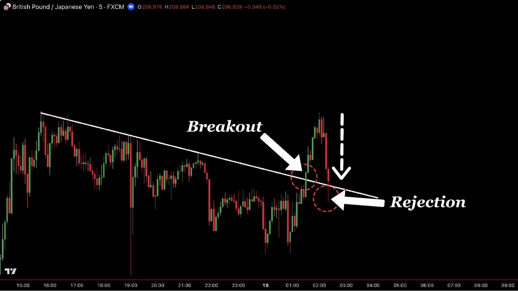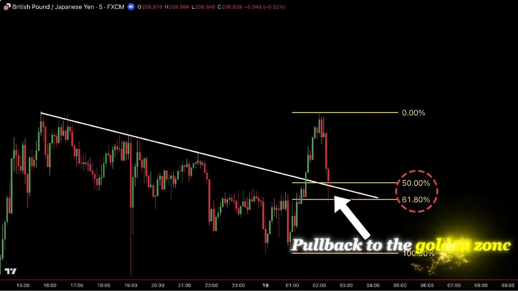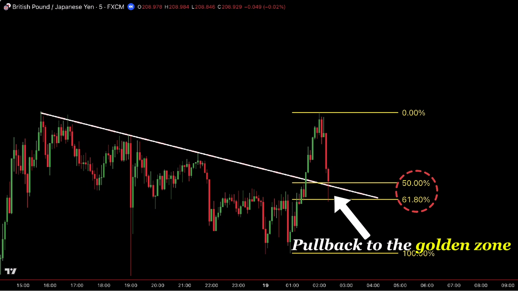But there is something even more interesting here. We can see a strong impulsive move after the breakout. If we draw the Fibonacci retracement from the beginning of the move to the end of the move, we notice that the pullback reaches the 50% and 61.8% Fibonacci levels. This area is known as the golden retracement zone. When the market retraces into this zone and gets rejected, it often signals the end of the pullback and the beginning of the next impulsive move.